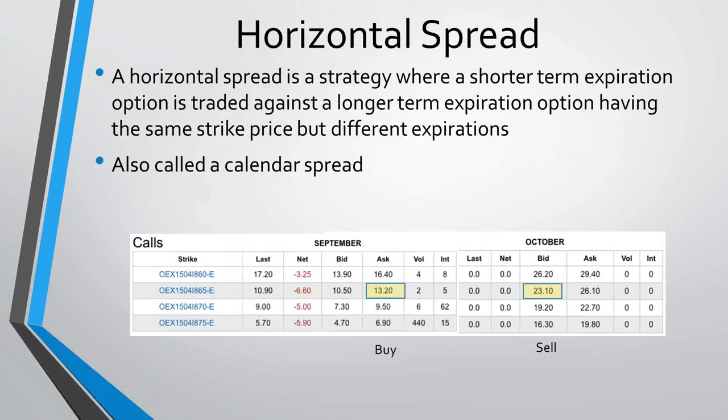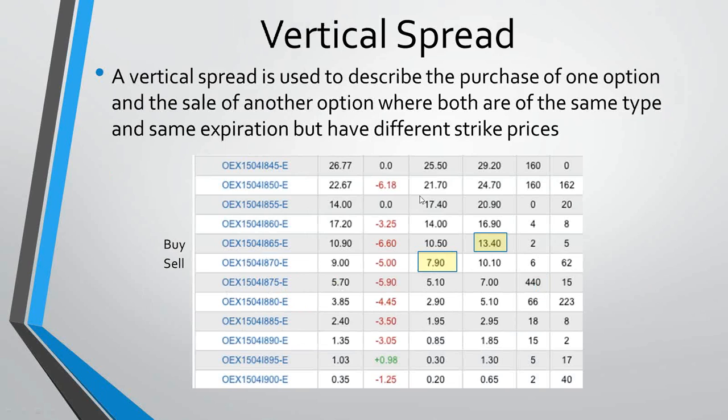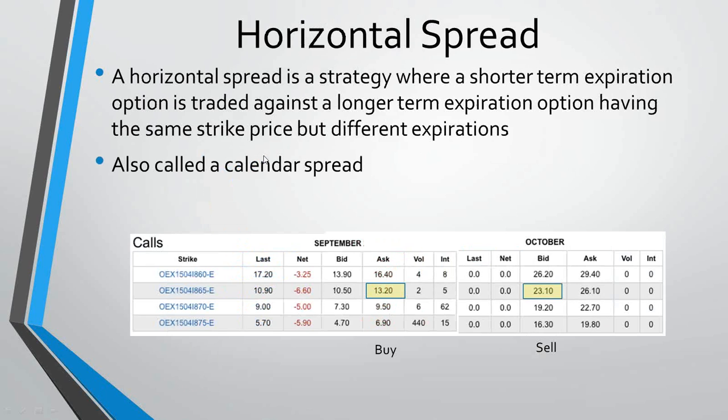A horizontal spread is a strategy where the shorter term expiration option is traded against the longer term expiration option, having the same strike price but different expirations. This is also called a calendar spread. So in this way, let me go back real quick. In this vertical spread, we're just looking at 1 month. So let's say these were all September options, or pretend they're all May options, because that's the month we're in. Well, here we're looking at a calendar spread. Now we're looking at September options and October options.